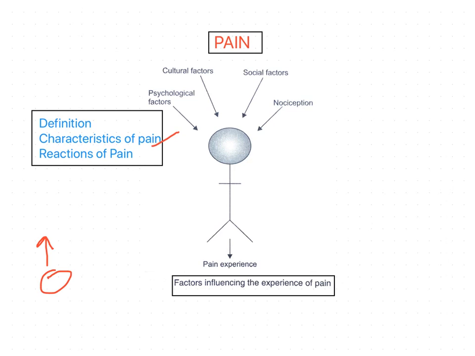And next one is the changes in the autonomic nervous system. Pain is accompanied by signs of sympathetic overactivity. For example, there may be a rise in BP and tachycardia, an increase in heart rate, and also pupillary dilatation can be seen. If the pain is increased, such kind of sympathetic overactivity can be seen.